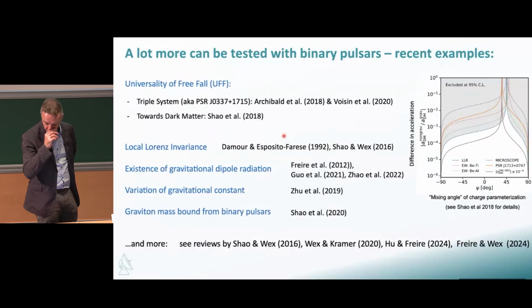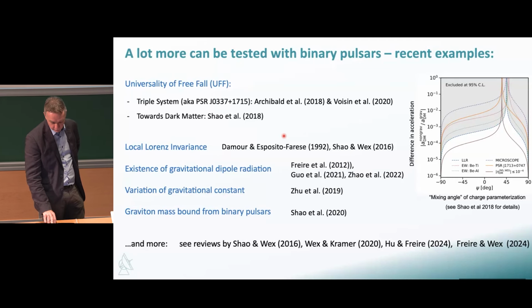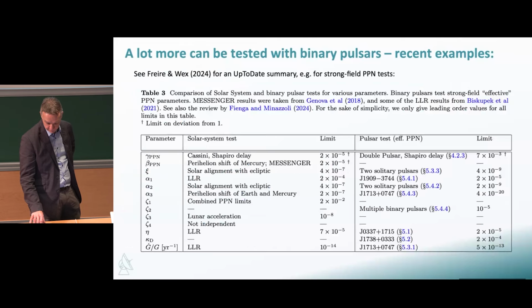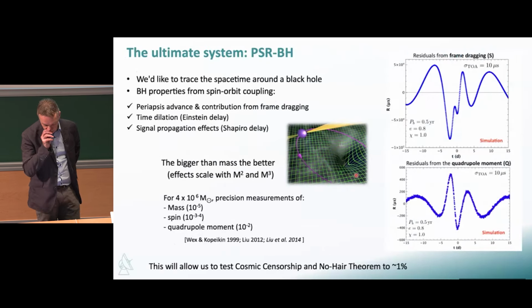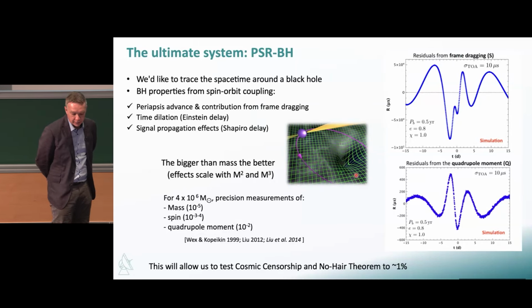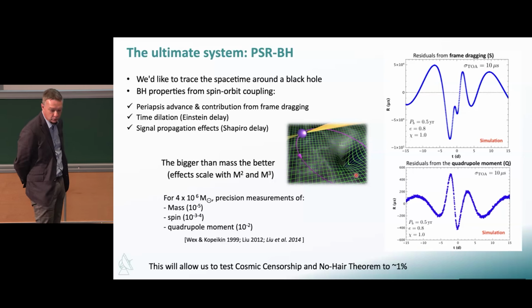I really also want to refer to the same kind of reviews that were already mentioned. You can test local Lorentz invariance, existence of gravitational dipole radiation, already pointed out, variation of the gravitational constant, and the graviton mass bound from binary pulsars. There's this review by Paolo, and Norbert has this beautiful table with the references. So if you want to learn more about this, just go to the review and click on the corresponding reference. The ultimate system, and I should come closely to the end, would be if you find a pulsar around a black hole system.